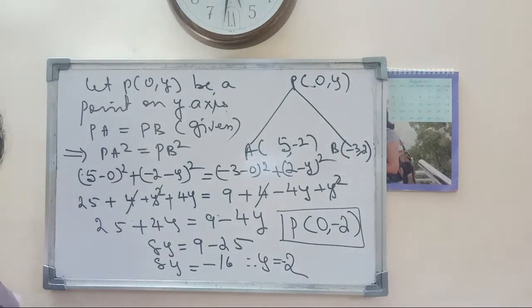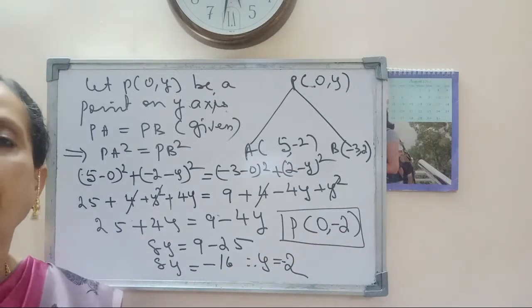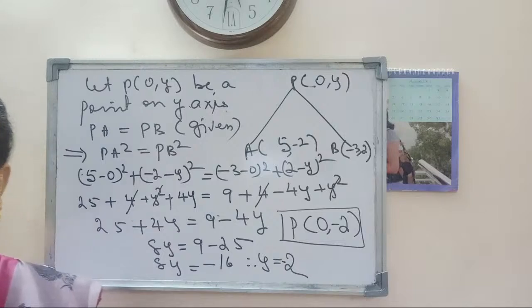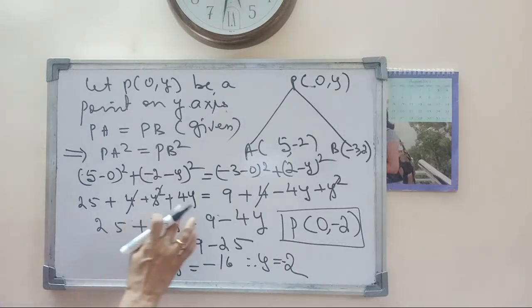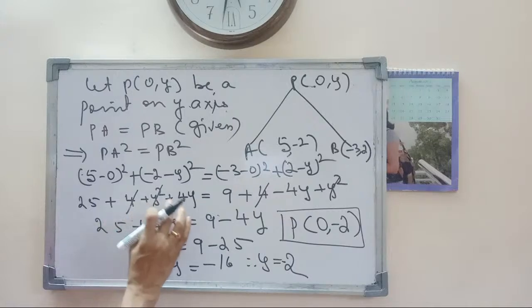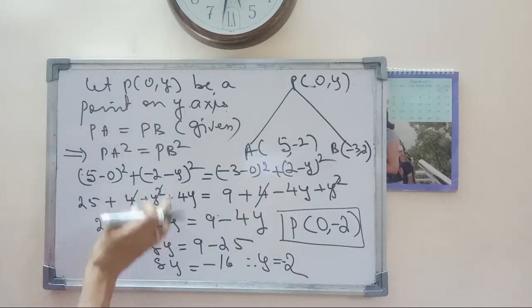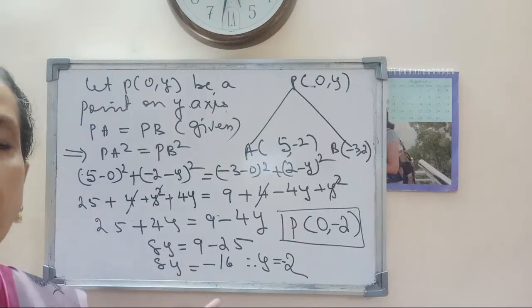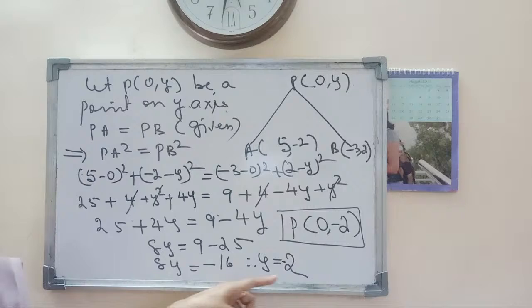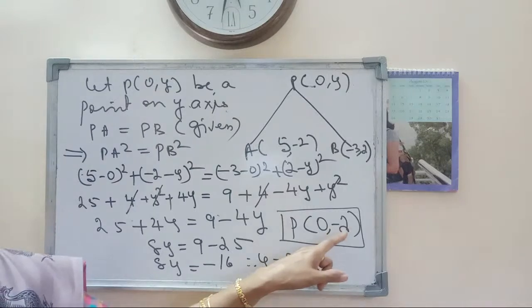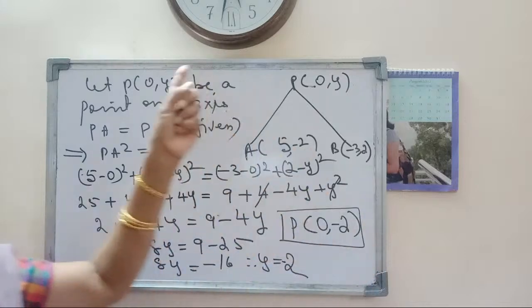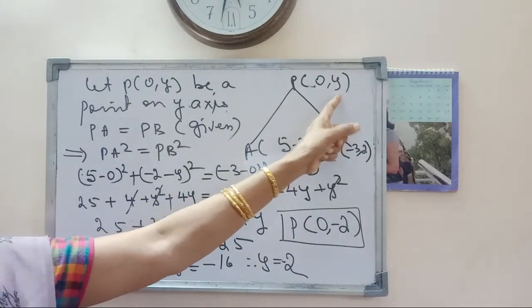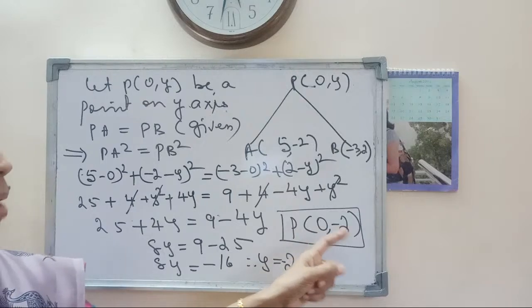At what point on the y-axis does it lie? At (0, -2) it lies. Is it clear? Check it once. Here please note down a square plus b square minus 2ab. Minus of minus is plus only. We are not considering the negative in the formula, only the first term is negative. So after getting y equal to minus 2, here you have to write which is that point which is equidistant on the y-axis, that is P (0, -2).